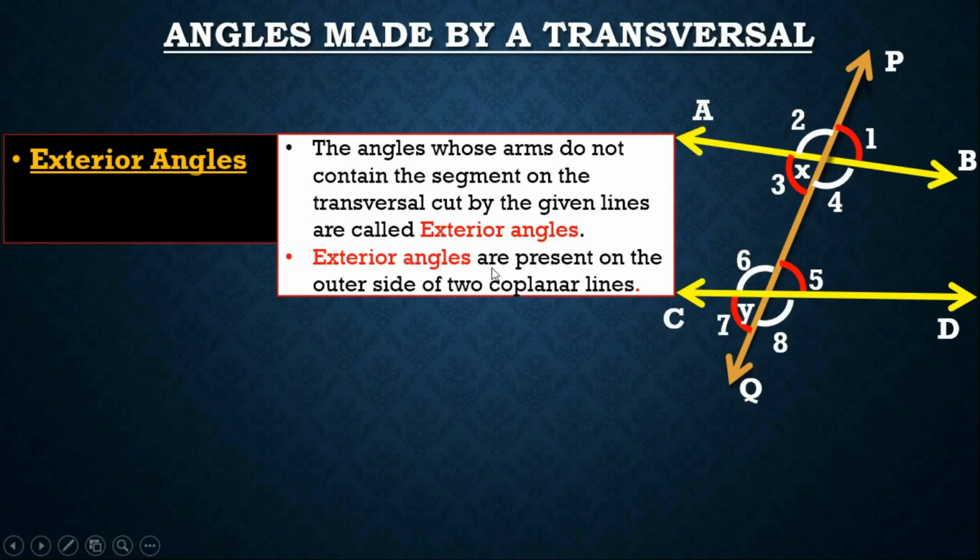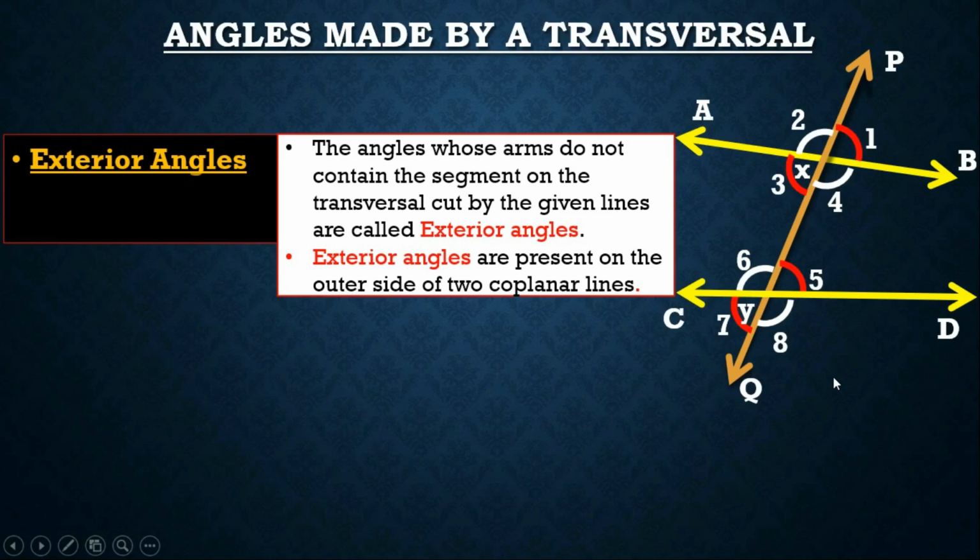There is one more point about exterior angles. Exterior angles are present on the outer side of two coplanar lines. These exterior angles always lie on the outer side of the two coplanar lines. So AB and CD are the two coplanar lines, and these exterior angles are always lying outside the coplanar lines. So we will take this example, angle CYQ. This angle CYQ is made up of two arms CY and YQ. These two arms do not contain any segment, right? And this angle lies outside the coplanar lines, and hence angle CYQ is an exterior angle.